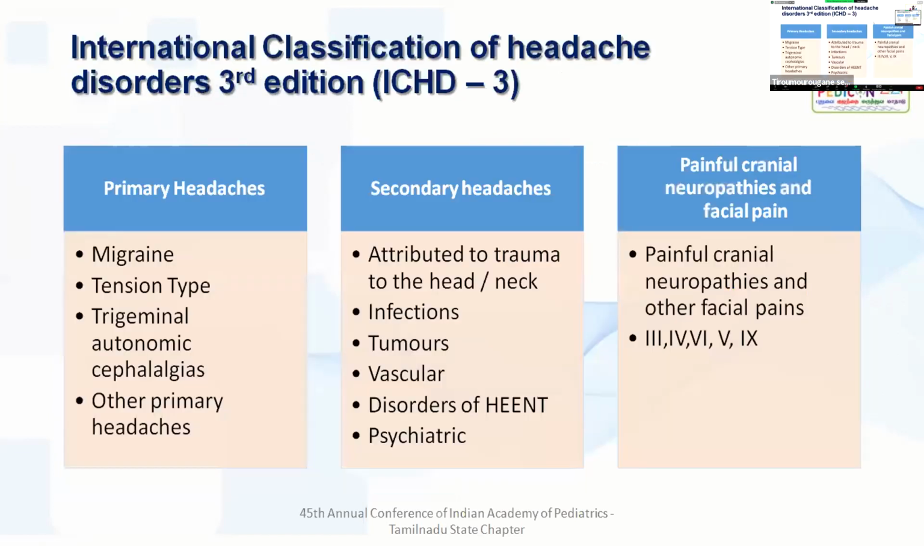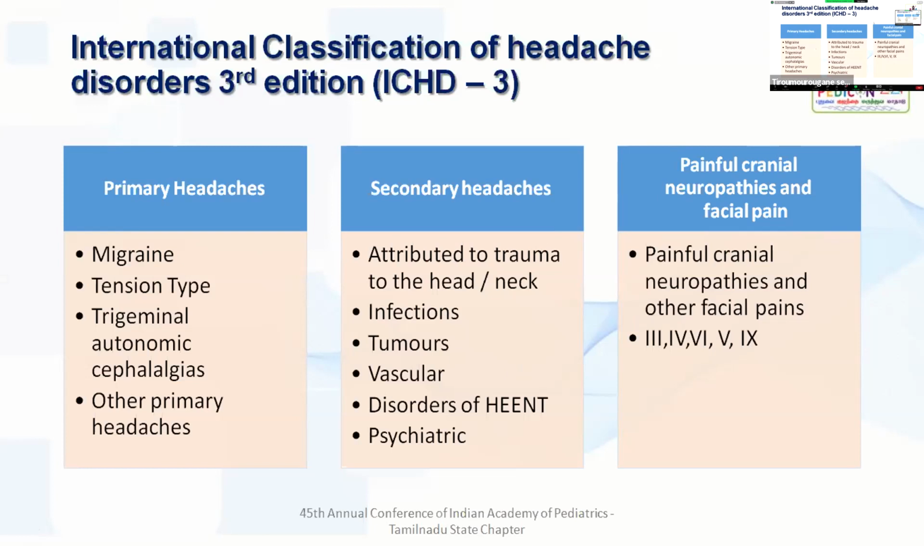The International Classification of Headache Disorders, 3rd edition, divides the headaches in children into primary headache, secondary headache, and painful cranial neuropathies. Under the rubric of primary headaches, we have migraine, tension type, and cluster headache. Under secondary headaches are headaches attributed to head trauma, CNS infections or systemic infections, tumors, vascular insults like hemorrhage, infarcts, disorders of the head, ear, nose, throat, eye, and psychiatric disturbances. And trigeminal neuralgia, glossopharyngeal neuralgia, and ophthalmoplegic migraine, which were previously classified elsewhere, are now clubbed under painful cranial neuropathies.